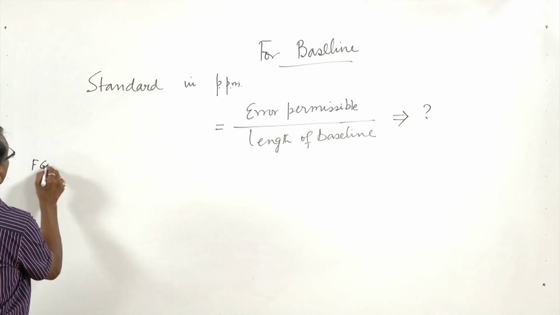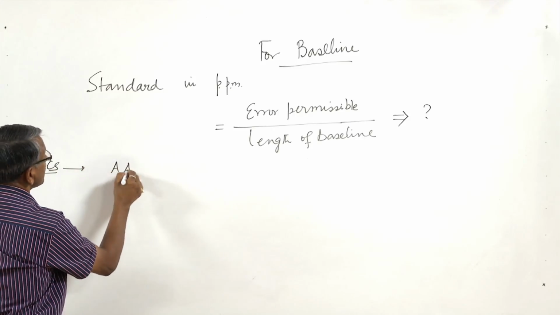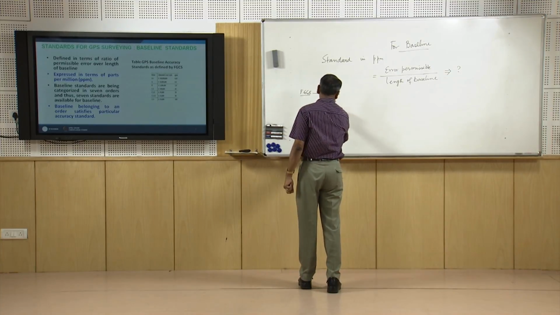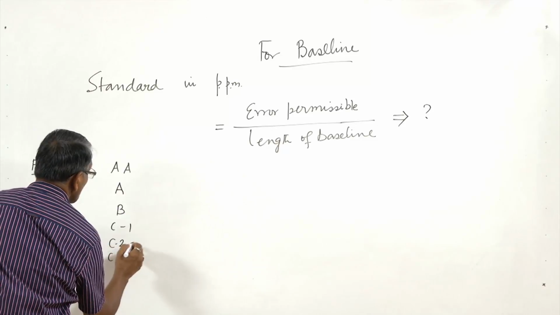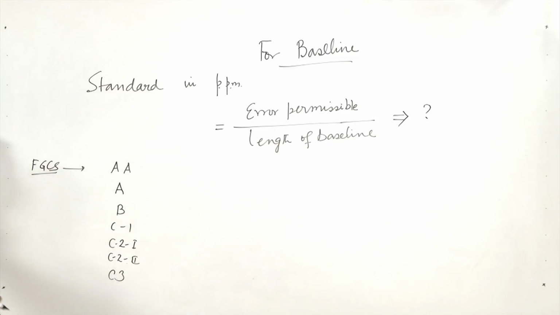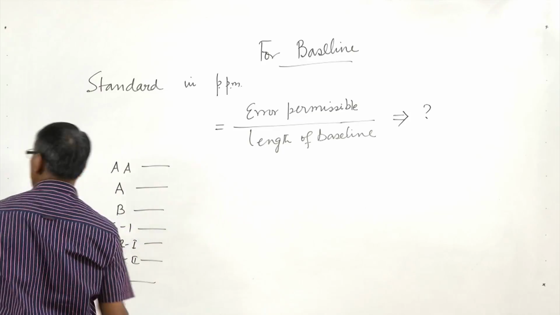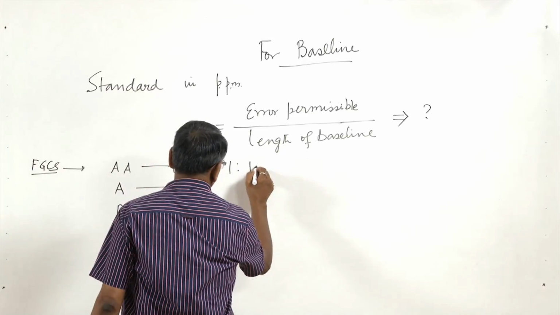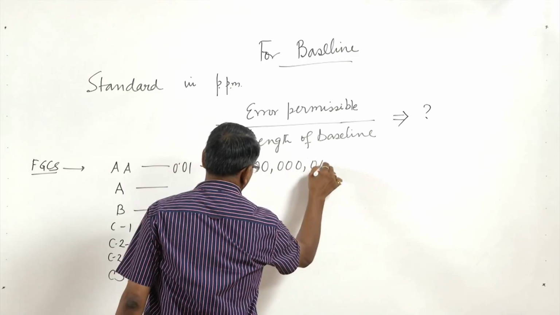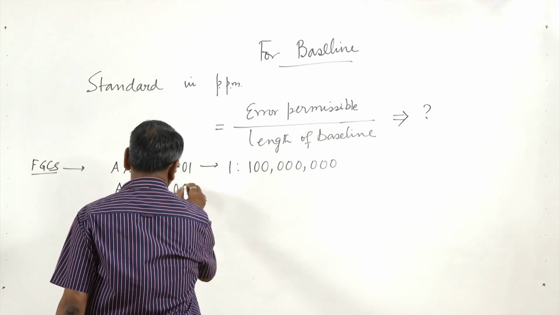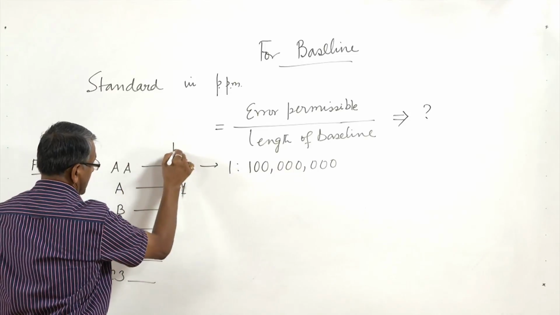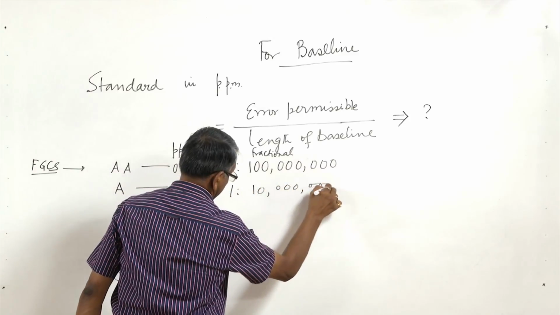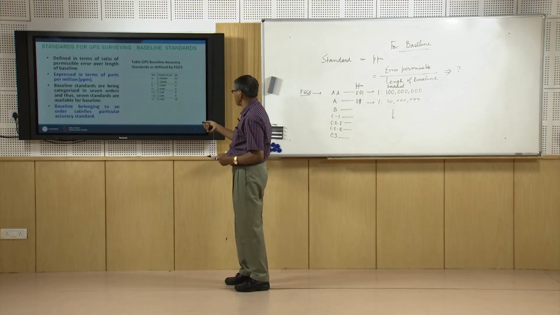Again FGCS has defined 7 standards and they have termed them as orders, like AA order, then A order, B order, C1, C2 1, C2 2, then C3. Each of these has the parts per million as given in the table, like 0.01 parts per million, or we can say 1:2, as a fraction. Like this we can get all the detail here in this table.